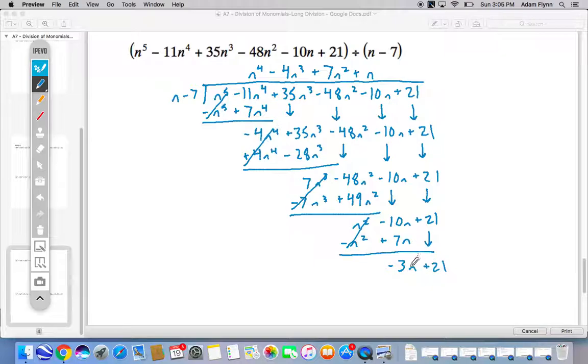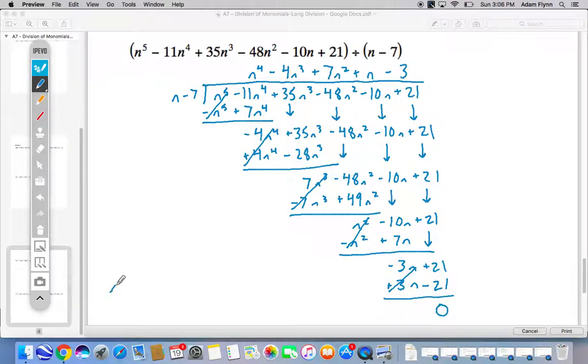So one last time. Negative 3n divided by n is negative 3. N times negative 3 is negative 3n. Negative 7 times negative 3 is a positive 21. Of course, we have to flip the signs. So negative 3n plus 3n cancels. 21 minus 21 cancels. So we get a remainder of 0.